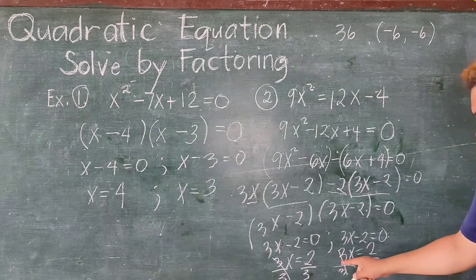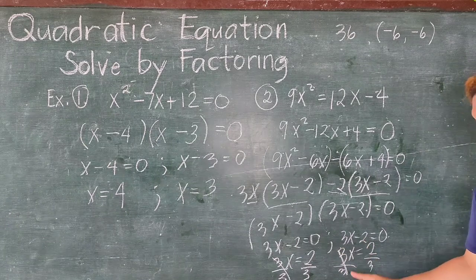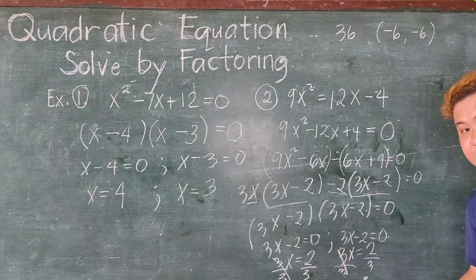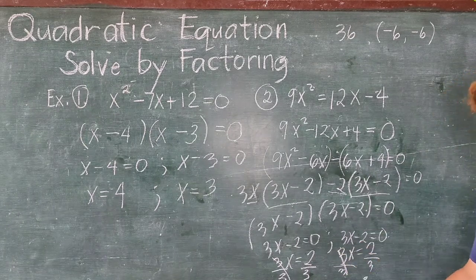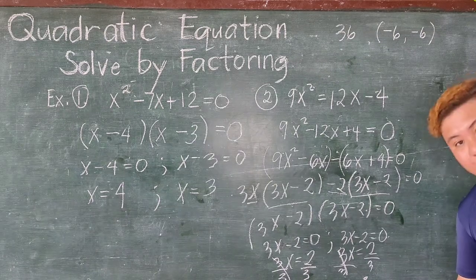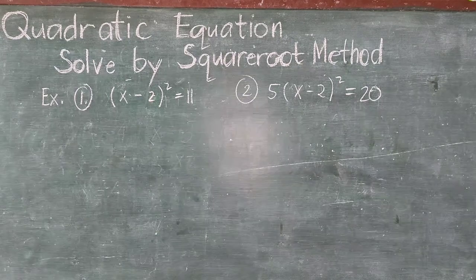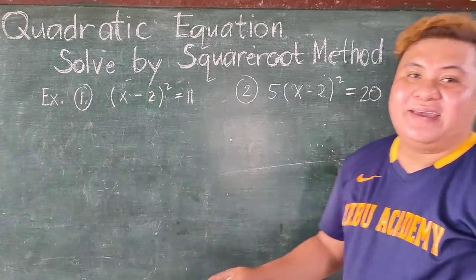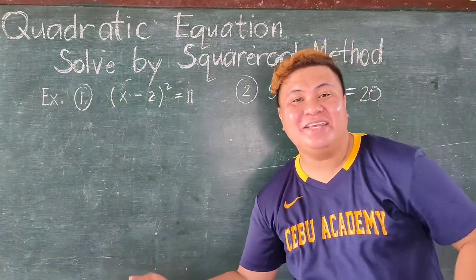Okay? Now, 3 divided by 3 is 1. And only x remains, because it is divisible by 1. And now, let's continue.